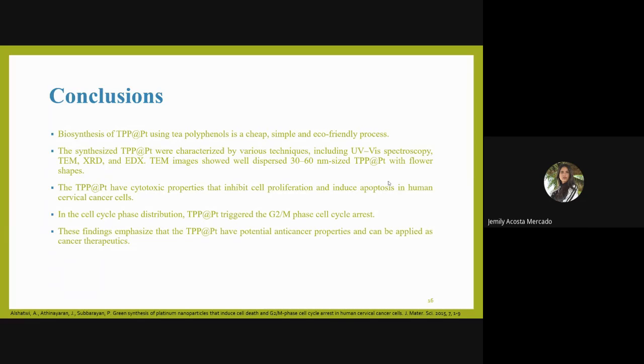The nanoparticle has cytotoxic properties that inhibit cell proliferation and induce apoptosis in human cervical cancer cells. In the cell cycle phase distribution, the nanoparticle triggers cell cycle arrest. Those findings emphasize that the nanoparticle has potential anti-cancer properties and the ability to be used as a cancer therapeutic.